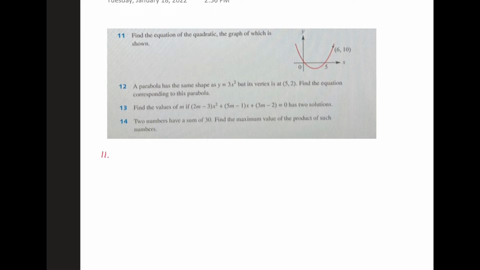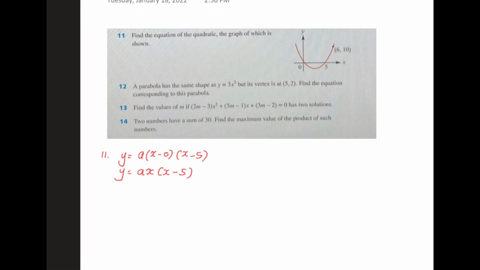So we can use y equal to a. The roots are 0 and 5, so we can put x minus 0 and x minus 5. We put it in this form. And of course, if I simplify this a little bit, it will be a x times x minus 5. Then after that, we can use the point here, 6, 10, to find the value of a.